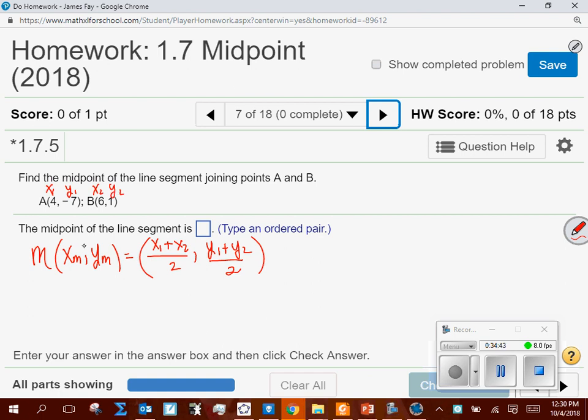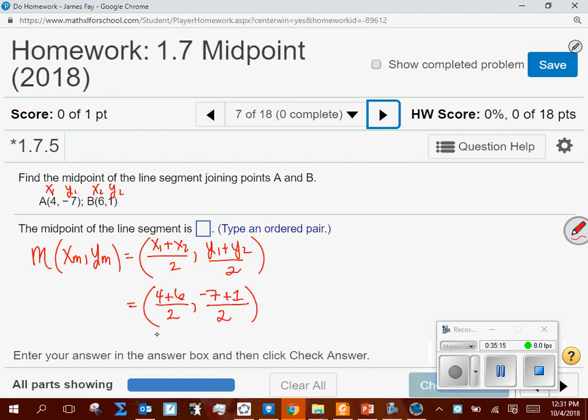Now, just like slope, you could have flip-flopped those. You could let this be x2, y2, and this one be x1, y1. It doesn't matter. But when I start plugging those things into my formula, x1 is 4, x2 is 6, and then I'll divide by 2. y1 is -7, y2 is 1, and then I'll divide by 2.